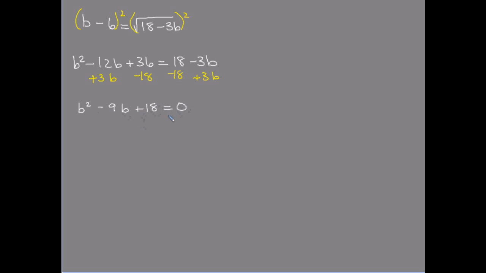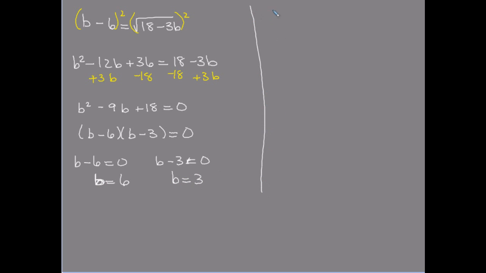Now I need to factor this to solve it. And I'm looking for factors of positive 18 that will give me a negative 9. That's going to be negative 6 and negative 3, because 6 times 3 gives me 18, and when I add them together I get 9. So b minus 6 equals 0, b minus 3 equals 0, so b equals 6, and b equals 3. Now I'm going to go back in and check these.